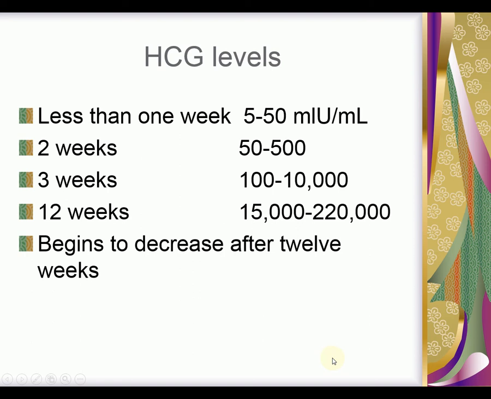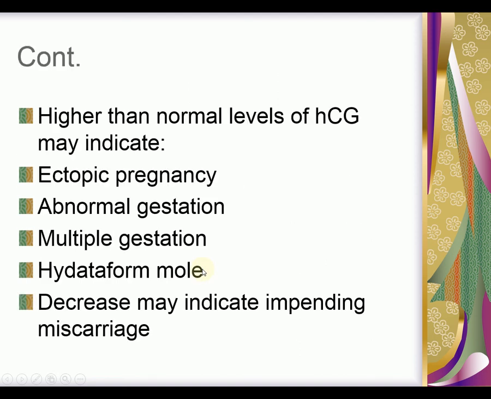So here's just a little for your information. At 2 weeks, it's 50 to 500. At 3 weeks, it can go from 100 to 1,000 to 10,000. And by 12 weeks, it can be anywhere up to 220,000. So you really can't use your HCG levels to determine how many weeks pregnant you are. What you can do is determine that the pregnancy is progressing if you're doing serial HCGs as they increase. If they start decreasing, then you're seeing fetal loss, until that 12-week time when it's supposed to decrease.